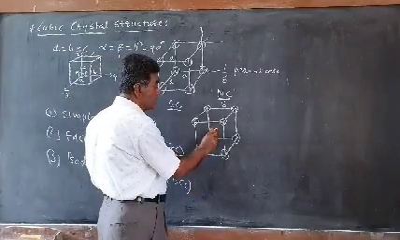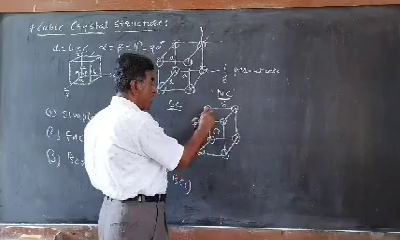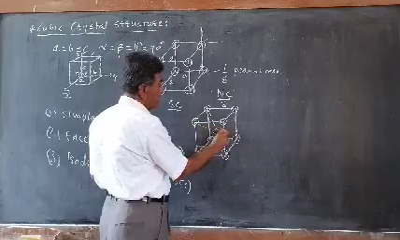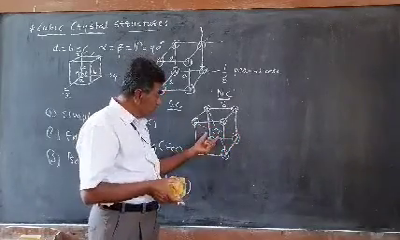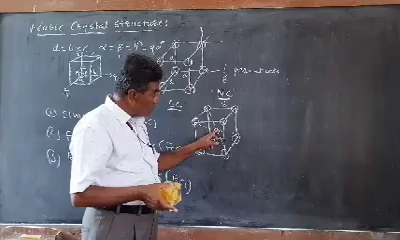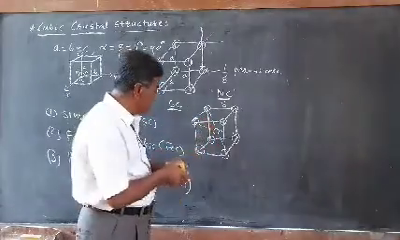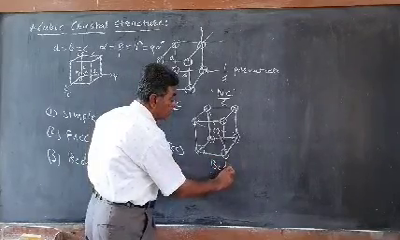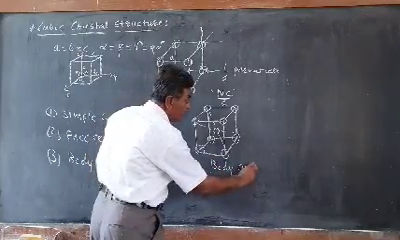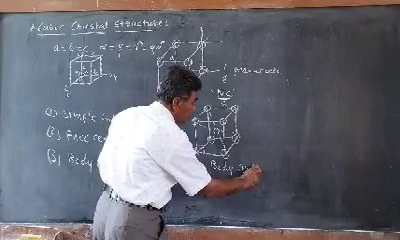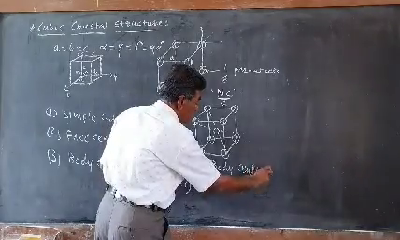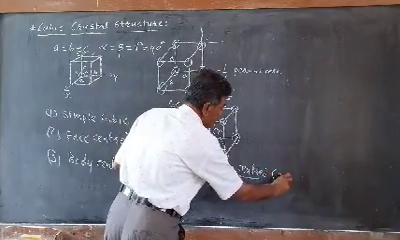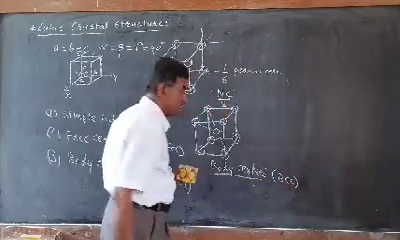If, in addition to the corner atoms, an extra atom is located at the center of the unit cell, exactly at the center, then it is known as body centered unit cell. Why is it called body centered? Because the extra atom is located at the center of the body of the unit cell. It is called body centered cube, or BCC.